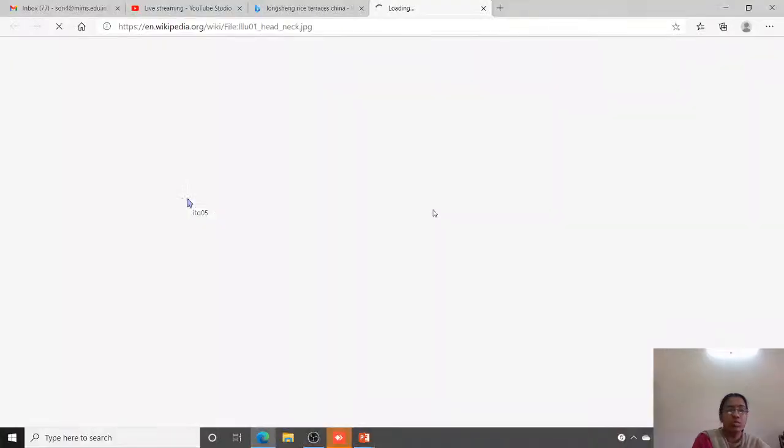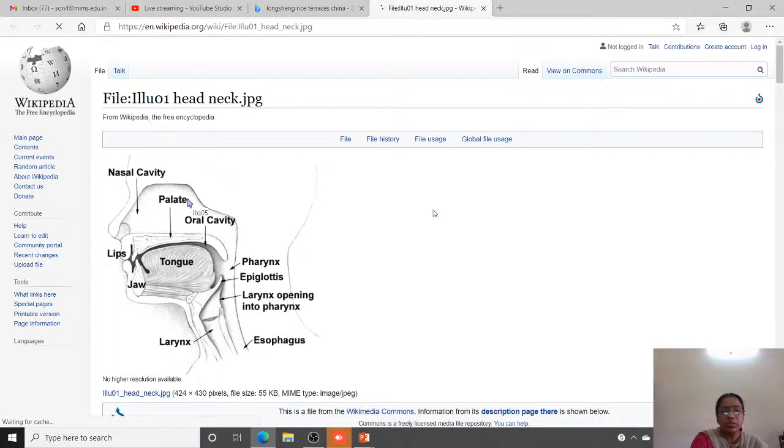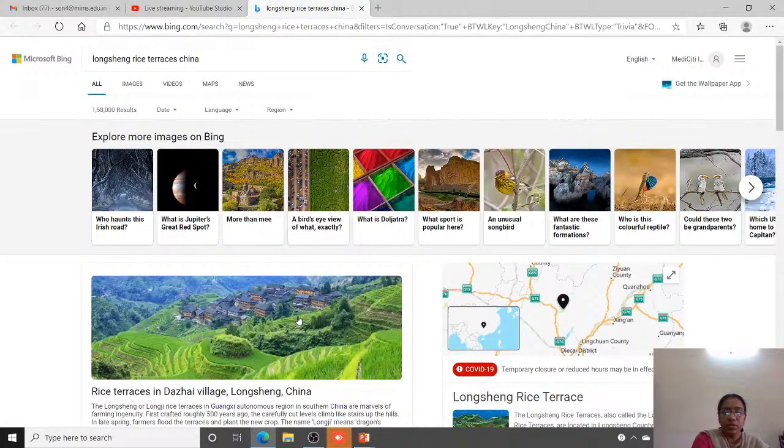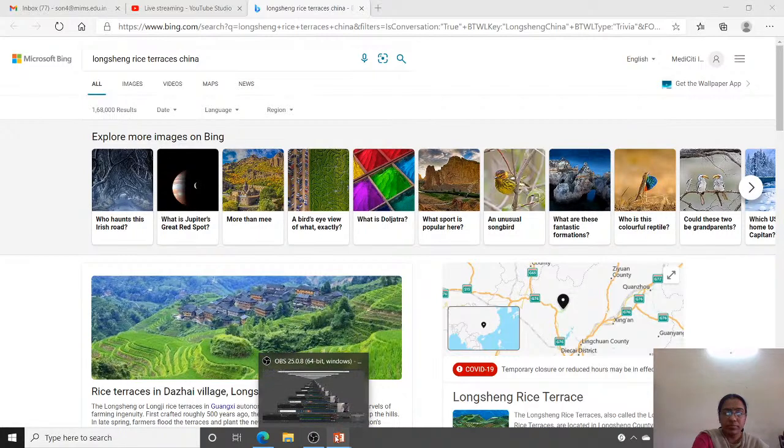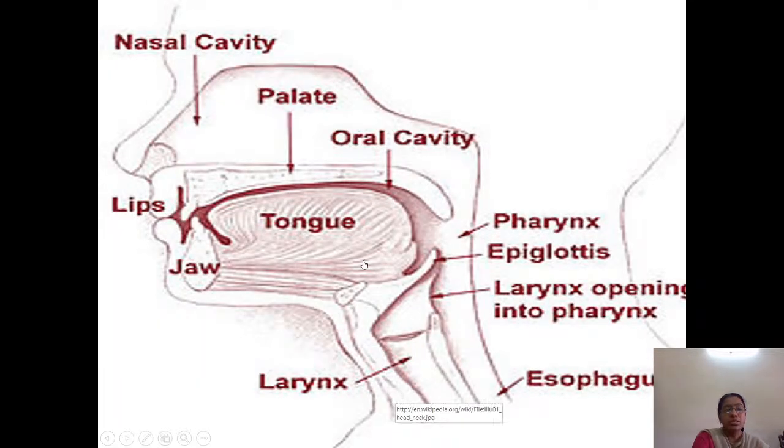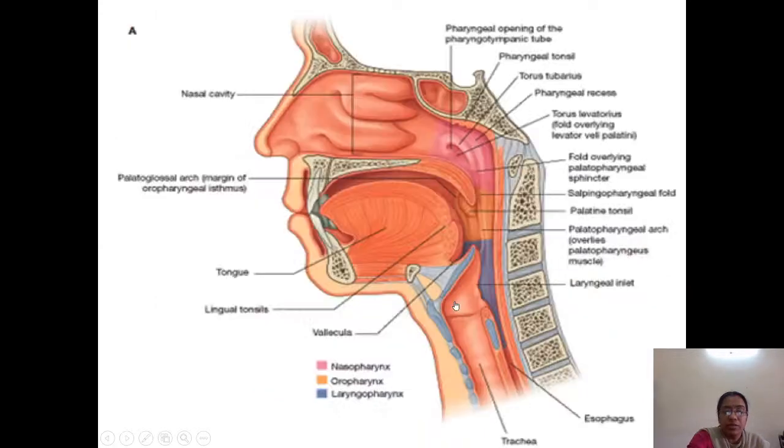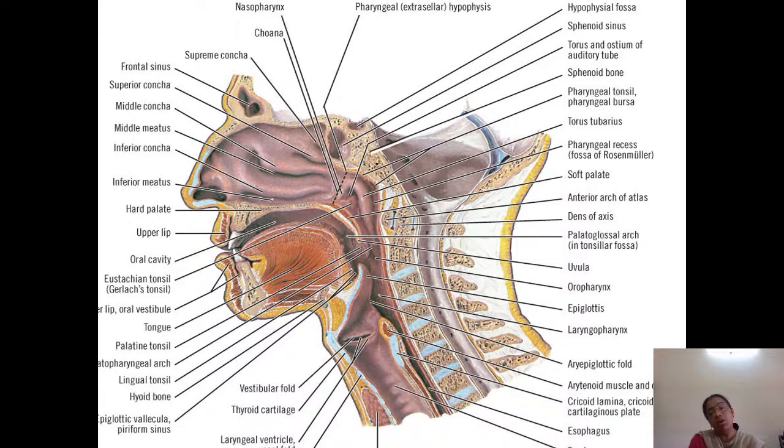So this part behind the mouth is called the oropharynx. When you come to the laryngopharynx, this is the larynx or the voice box, and at this part the fibromuscular tube is called the laryngopharynx. Do remember, the pharynx continues downwards as the esophagus, the food tube.